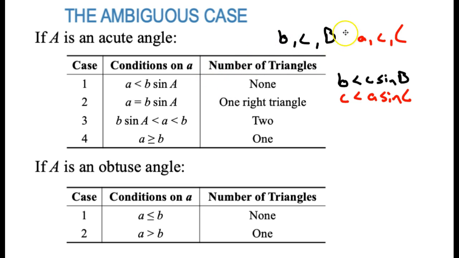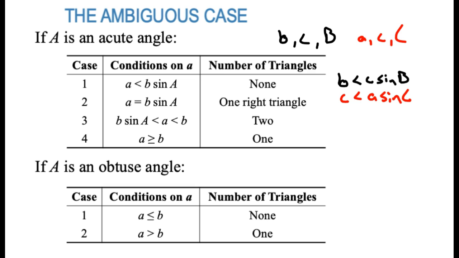So no matter what pieces we're given, as long as we're given two sides and an angle not in between, this is how we would set it up. We're putting a side and its opposite angle on opposite sides of this inequality or equality, potentially. All right, so let's run through a couple examples here.